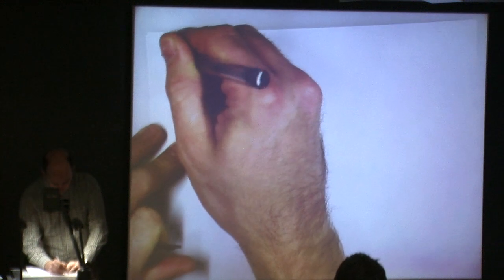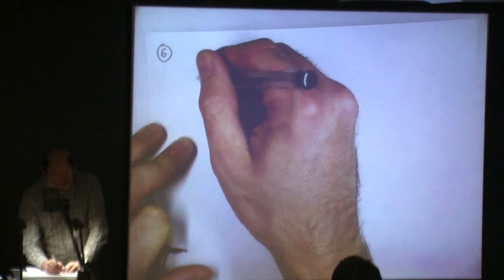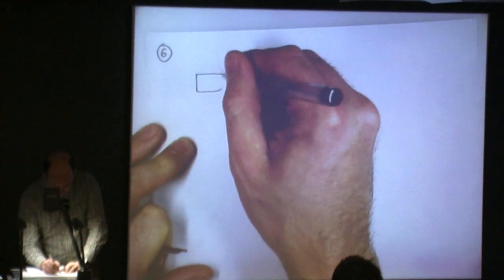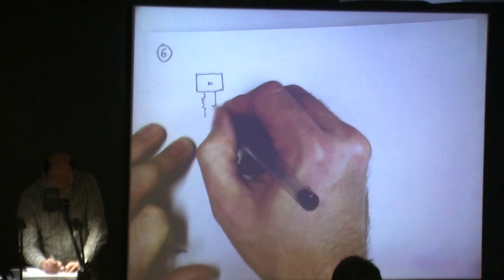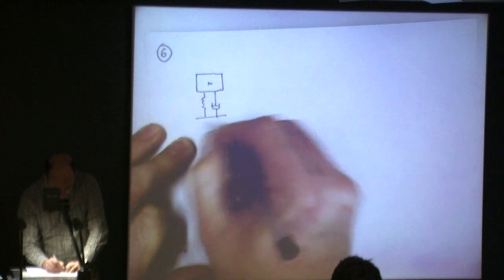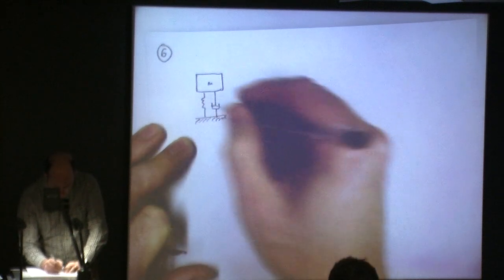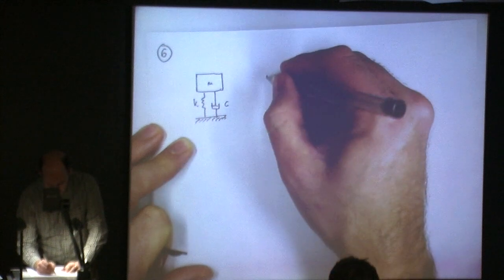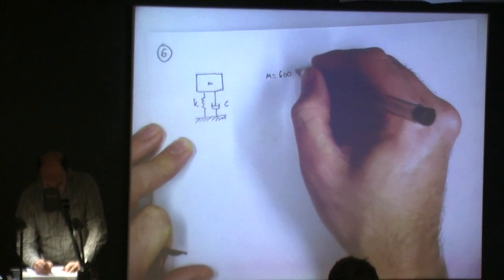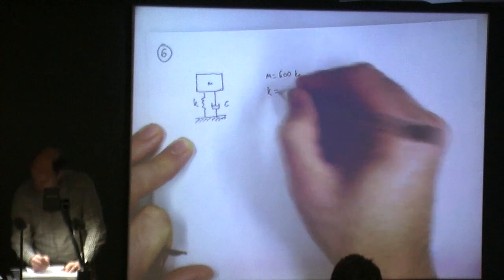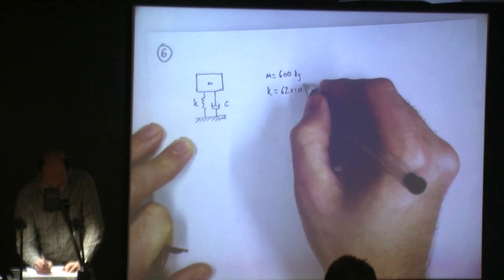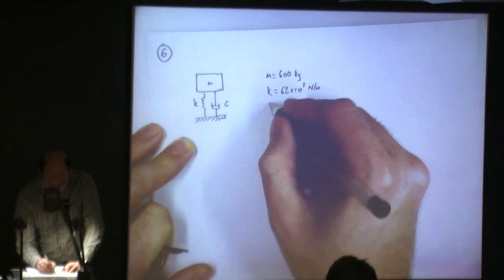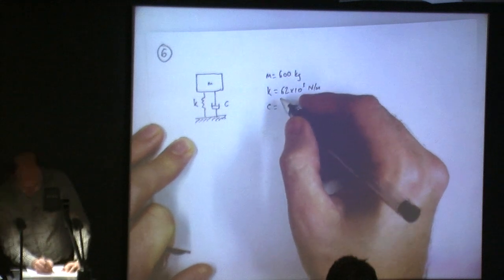This is sample questions number 6. From the sample questions, we have a mass with a spring and a damper. Okay, K and C. M is 600 kilograms. K is 62. And C is 6.